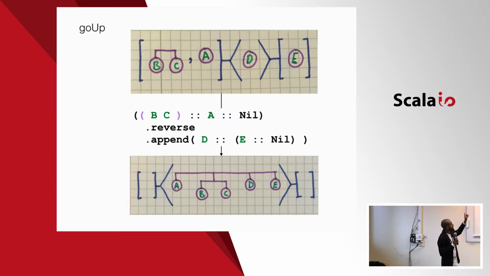So when you go up from the focus D to the focus A, B, C, D, E, you need to reverse the list of lefts, right? So you need to first reverse BCA to ABC, and then append it onto the cons of D and the list of rights, which is E, whatever else after that. So the reverse, first of all, is an order n operation, and the append is also an order n operation. So overall, go up is an order n operation, right?